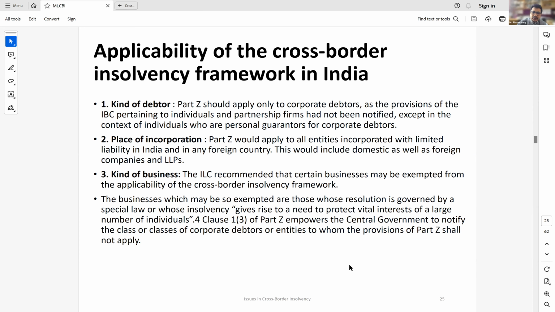What is the place of incorporation? Part Z would apply to all entities incorporated with limited liability in India and in any foreign country.